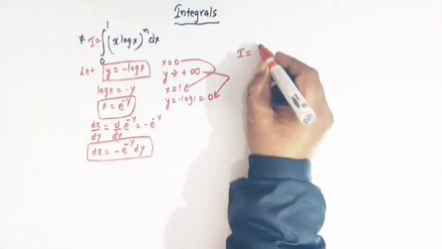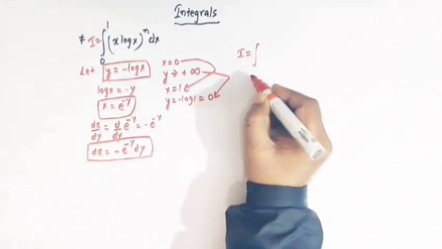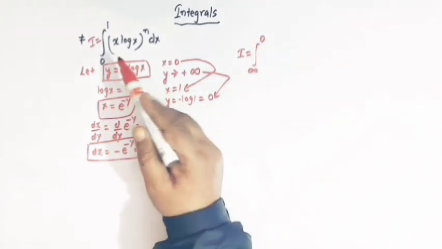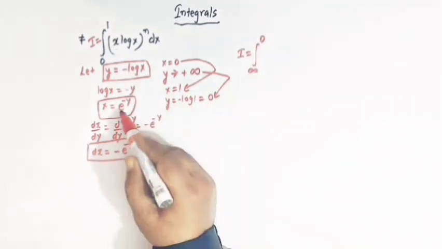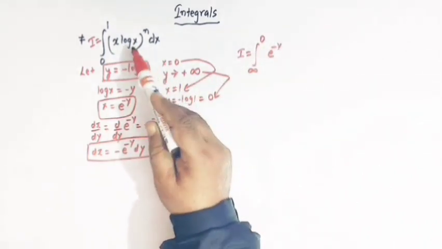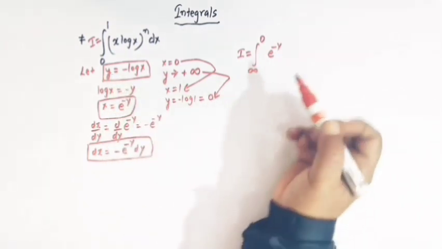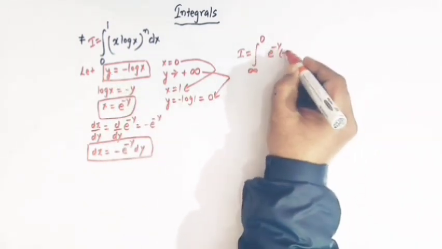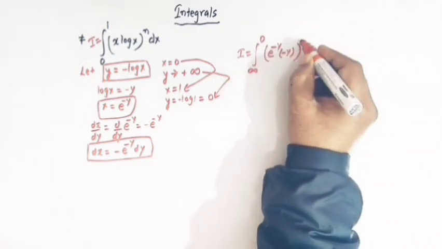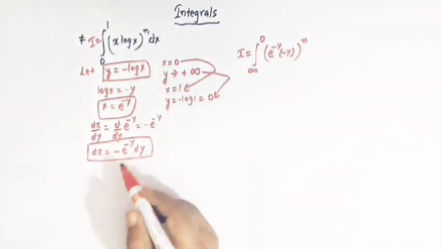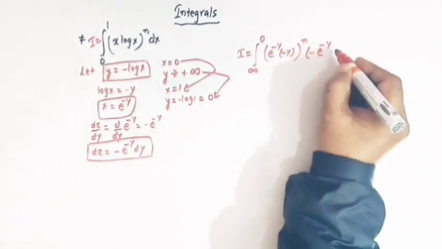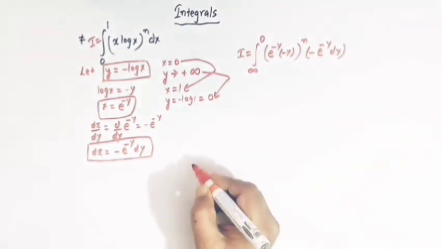So now let us write I in terms of y. We have infinity here, then 0 here, and x is replaced by e raised to minus y, and log x is replaced by minus y, right? So here we can write minus y, and we have the power n, and dx is equal to minus e raised to minus y dy, right?